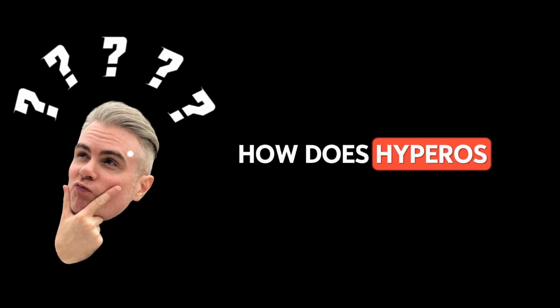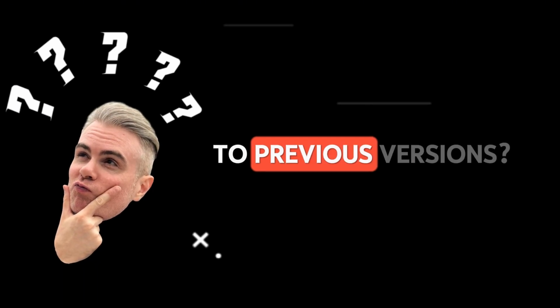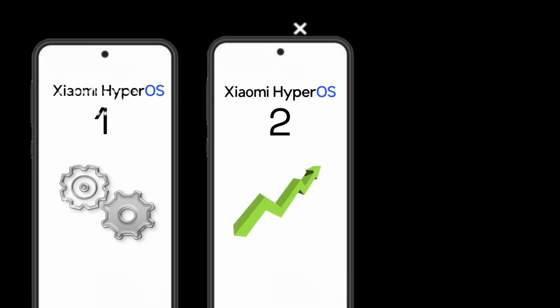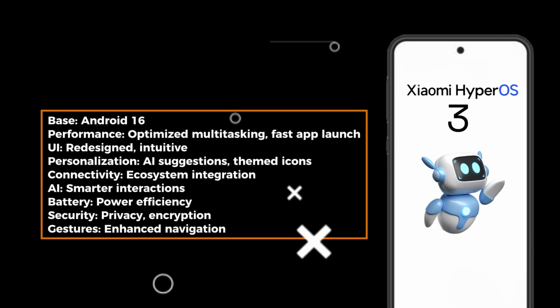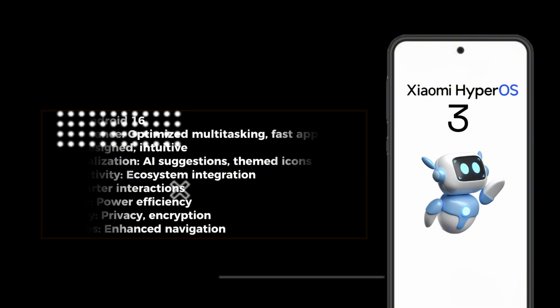How does HyperOS 3.0 compare to previous versions? HyperOS has evolved. Version 1.0 was smooth, but lacked AI power. HyperOS 2.0 brought better multitasking and performance. Now, HyperOS 3.0 is a total beast, AI-driven, ultra-fluid, and visually stunning. It's the smartest and fastest HyperOS yet.